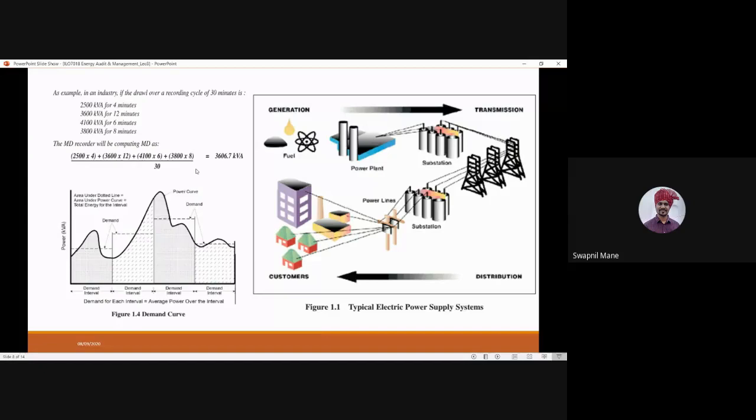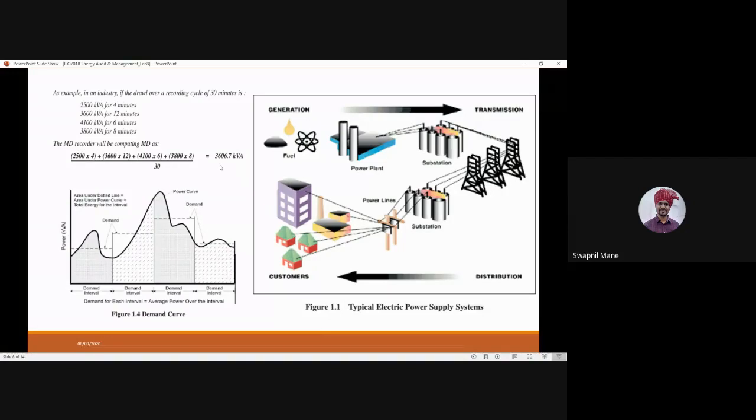So you can expect a small question of 2 marks or 3 marks on how to calculate this. I will be giving you the values of kVA for this many minutes, and you will be asked to calculate the total maximum demand for that particular utility. Okay, so this is the maximum demand. It will be charged at this rate.